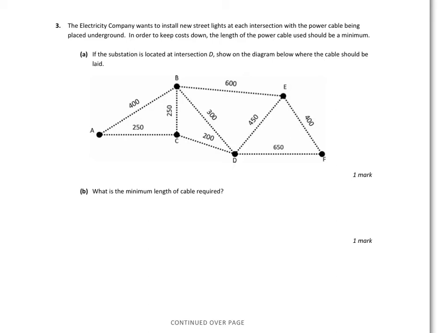Now remember, with your minimum spanning trees, there's a couple of different methods to actually get the minimum. But firstly, let's have a look. We've got a total of 6 vertices, so we know we're only going to need 5 edges.